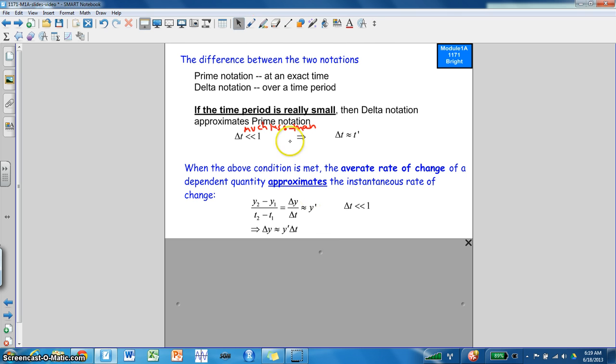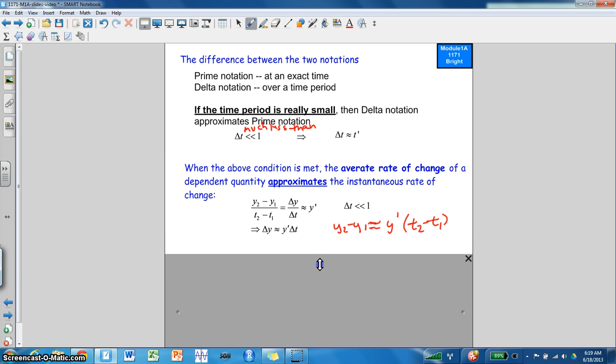I want to point one thing out. If we write out the definition of what delta y means, this is y2 minus y1 is approximately equal to y prime times delta t, which is t2 minus t1. That should look familiar. Think about the slope intercept or point slope form of a line.